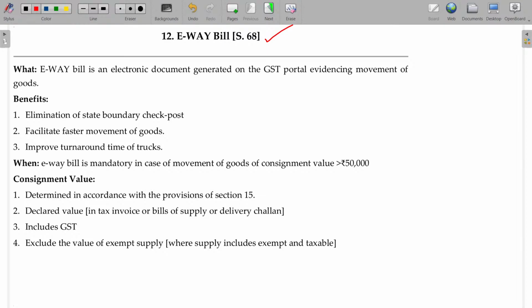So quicker transport will be available. Inspection during transport will be reduced, and travelling time will be reduced. That's the advantage of the e-way bill. When to submit, how long the e-way bill is valid, all these things are going to be studied here.